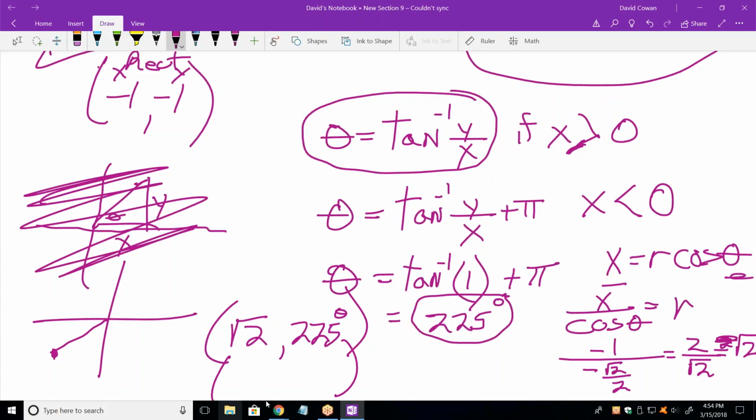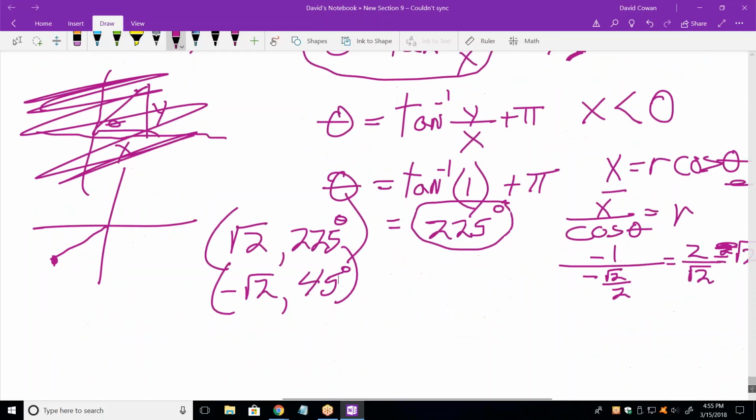Now give me the second one. It would be negative root 2, and then take away 180 from 225, so it's 45. Notice that both of my angles are in the unit circle. Now let's graph it and see if that makes sense.